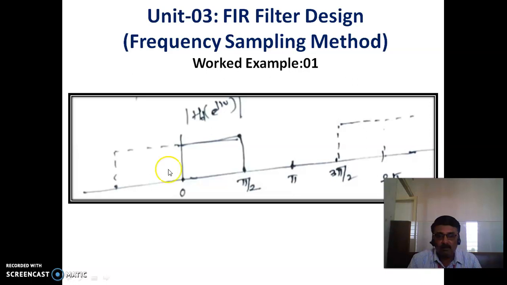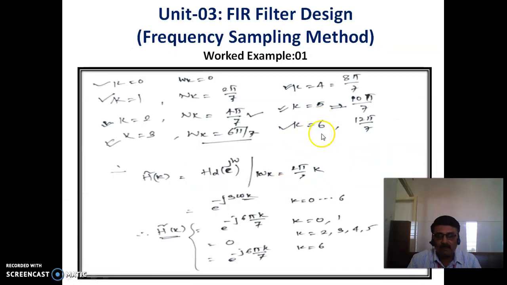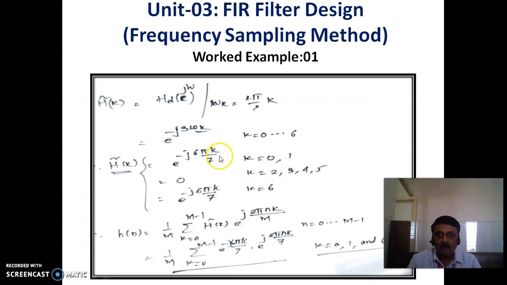Since your signal's frequency response is periodic in nature, you have to consider up to k equal to 6. So your signal will be available at k equal to 0, 1 and 6. This is a very important point. And here it is written as e power minus j 6 pi k divided by 7, which will appear at k equal to 0, 1 and then 6. Very important. This could be very new to you. Please make a note of this. And the remaining parts are very easy.